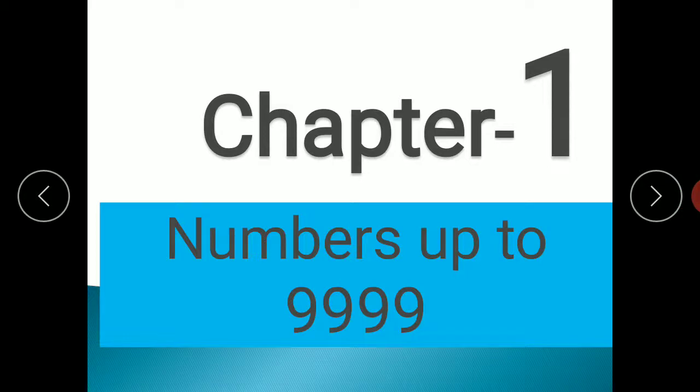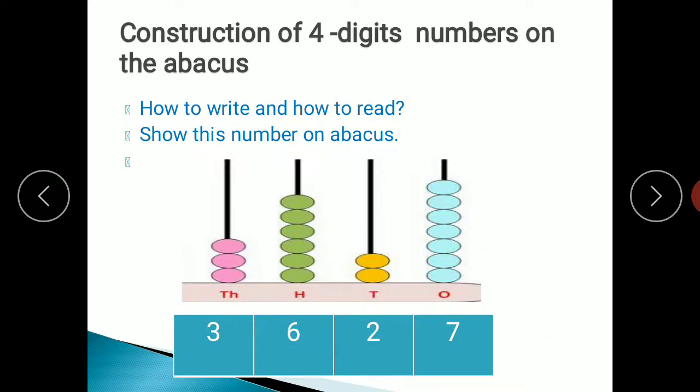I am going to teach you today class 3rd mathematics lesson number 1. The chapter name is numbers up to 9999. In your previous class you have learned how to write and how to read one digit numbers, two digit numbers as well as three digit numbers. Now today we are going to learn the four digit number, how to write and how to read.